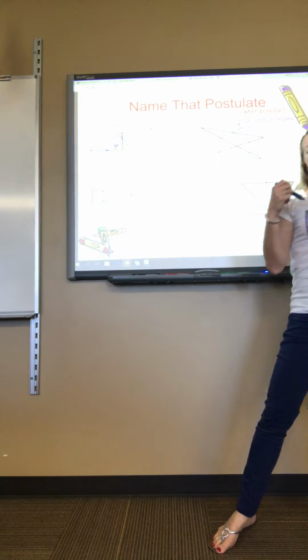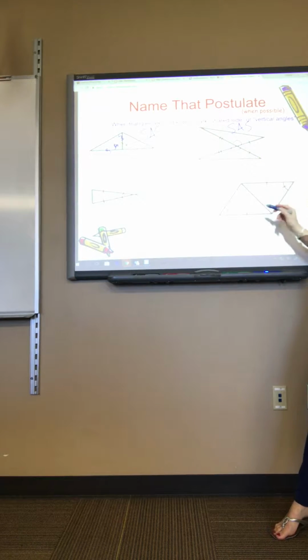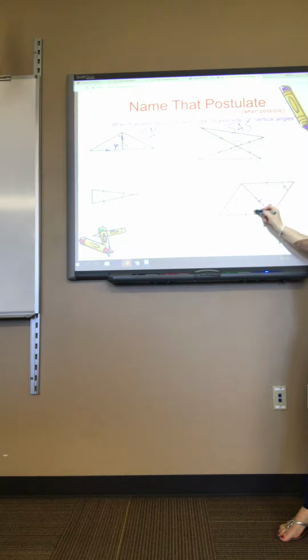Why are those triangles congruent? SAS. Man, these things are sad. Mark the side they share. Why are those triangles congruent? Side, side, angle.